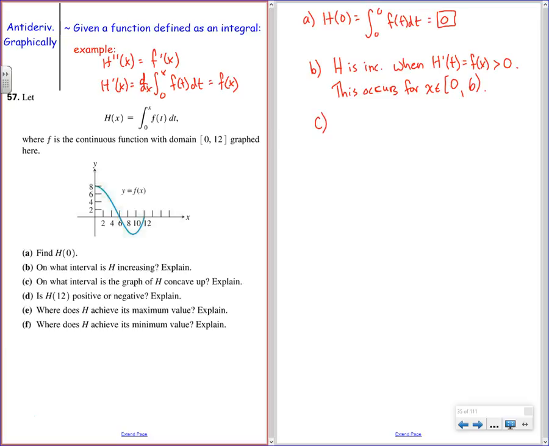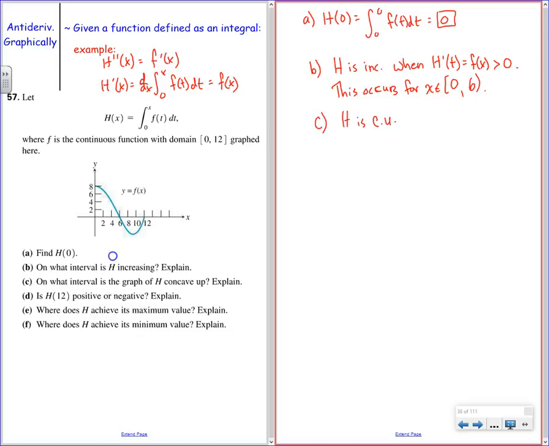Letter C. Let's keep developing, because actually I already started solving letter C, didn't I? Yes. Because concave up, well, what are we going to say? When h double prime is greater than 0, h is concave up. You can put it two ways. When h double prime of x, not t, is positive.